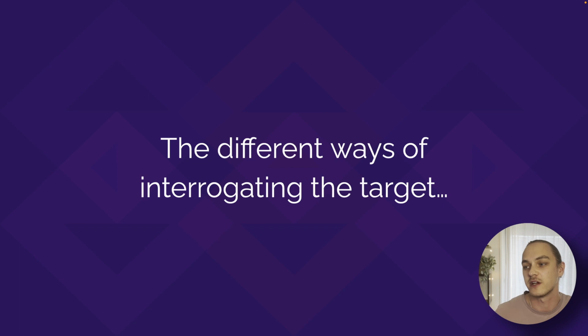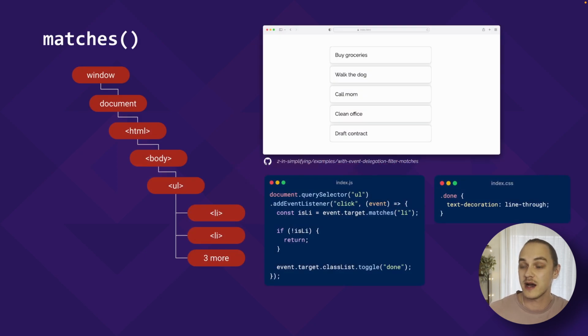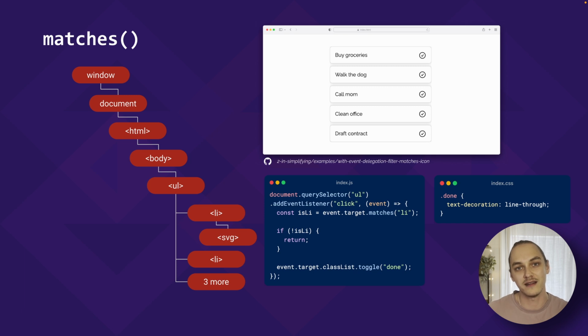And so nothing happens. This is what we want. There are multiple ways of interrogating the target. And the first way is to ask the target, are you the element exactly? And like we saw before, with the matches implementation, this is the kind of question we are asking inside of the interrogation room. We are asking, are you exactly this selector? And the problem with this kind of approach is that it limits us from actually adding elements to this element, like an icon. If we click this icon now, it doesn't match exactly the selector that we had of li, and so the logic breaks.